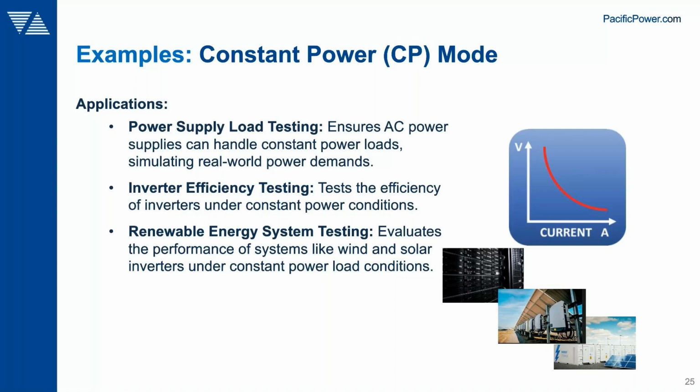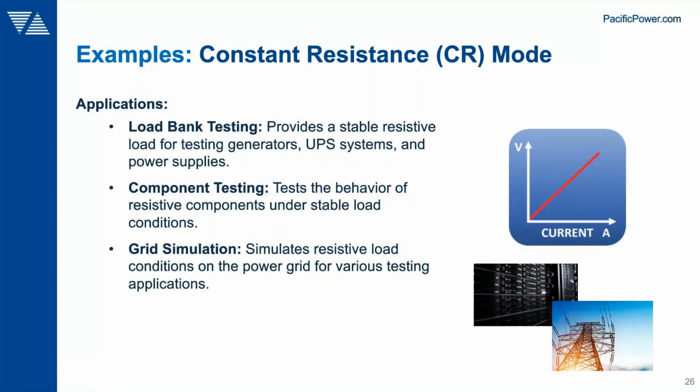And this applies to both CP mode as well as the CR mode. Constant resistor mode is another mode of operation where you set a resistor value. It's very similar to what you do on a resistive load bank. You have a resistor setting and the voltage and current track according to that ratio. So it's a fixed ratio between voltage and current. As the voltage goes up, your current goes up and vice versa. So typically used for component testing and some other types of test applications.